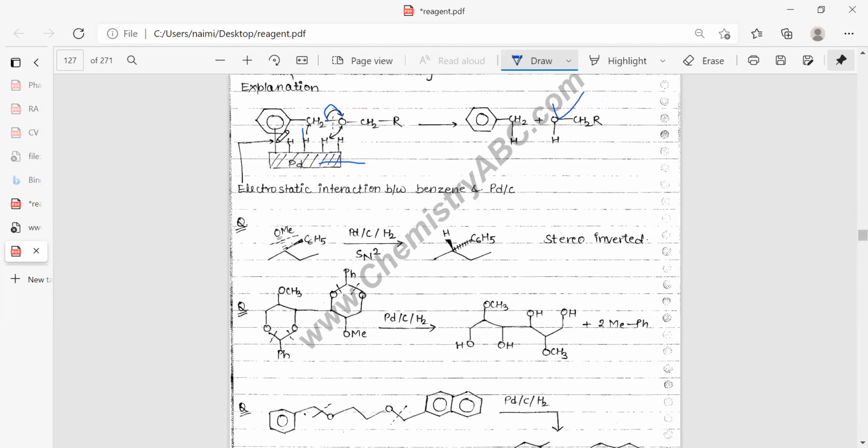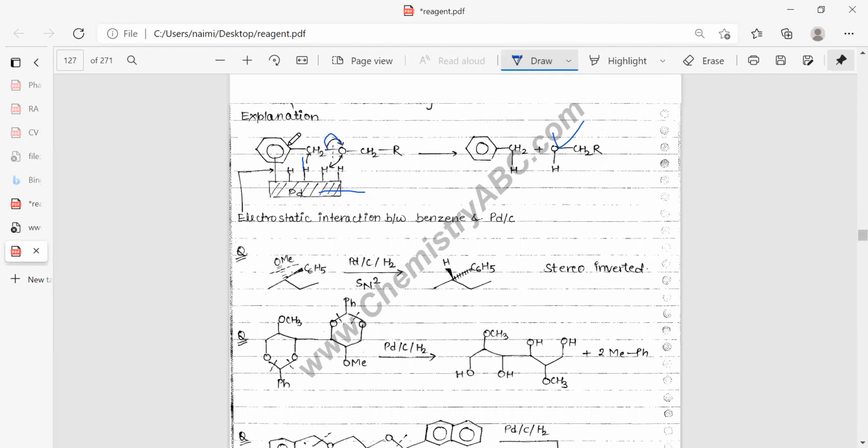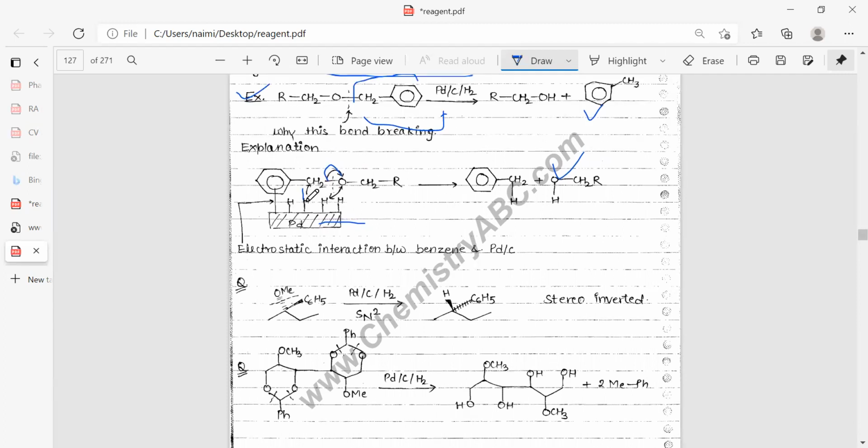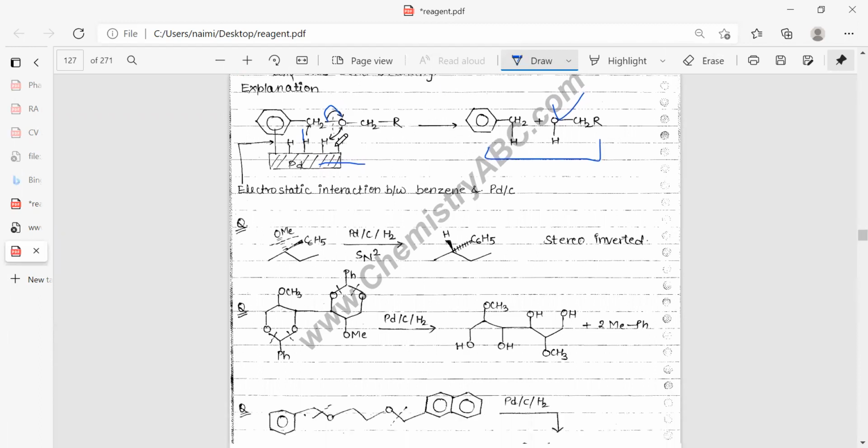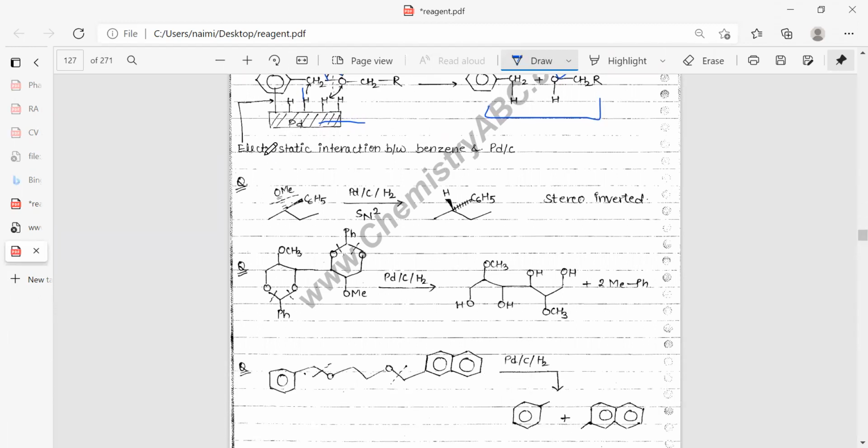Okay, so if you add benzyl, then what happens here? This CH2 abstracts hydrogen from this, and the electron density of the bond shifts to oxygen, which feels a negative charge and abstracts another hydrogen, so forming this product. Similarly, there is electrostatic interaction between benzene and palladium carbon.